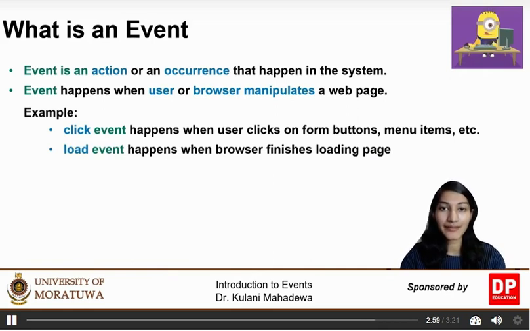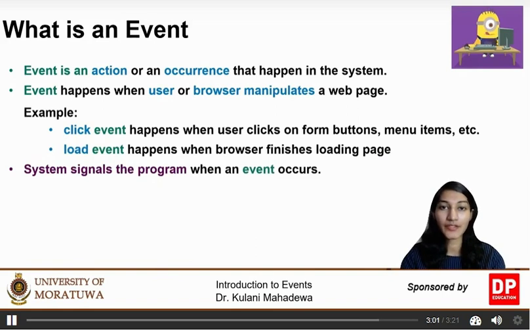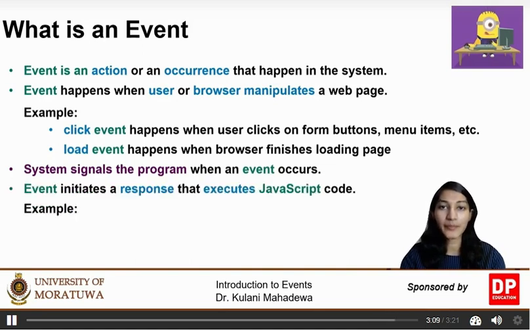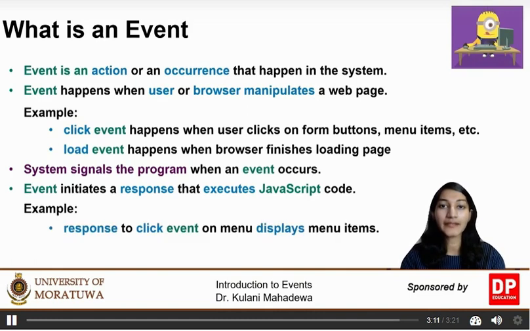When the event happens, the system signals it to our JavaScript program. Then in response, JavaScript executes some code. The results could be, for example, displaying some new content on the web page. So this is about events. In the next lesson, let's see how JavaScript reacts to events.